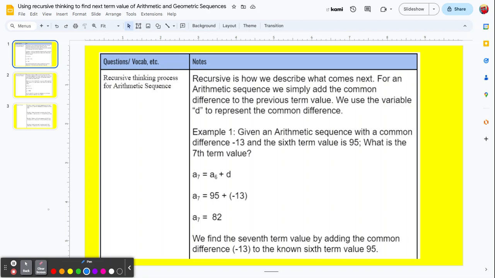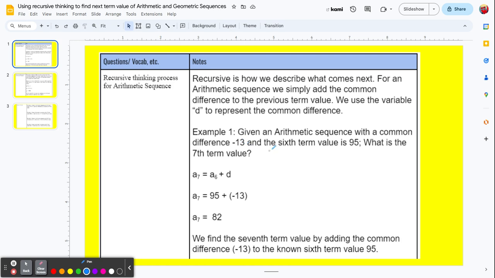This video demonstrates how to use the recursive thinking process to find the next value for an arithmetic sequence or a geometric sequence. Let's begin with arithmetic. So recursive simply describes what comes next. And so what we're going to do is take the previous term value and add the common difference to that value to get the next term.